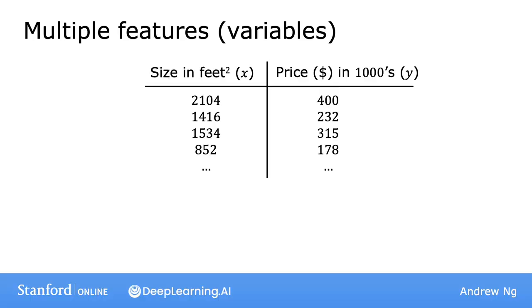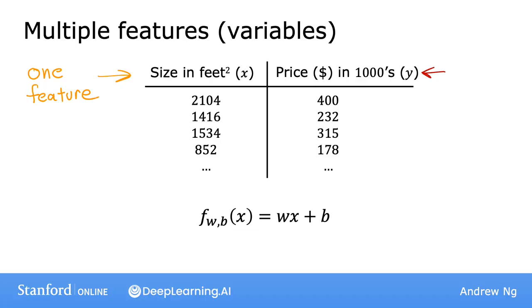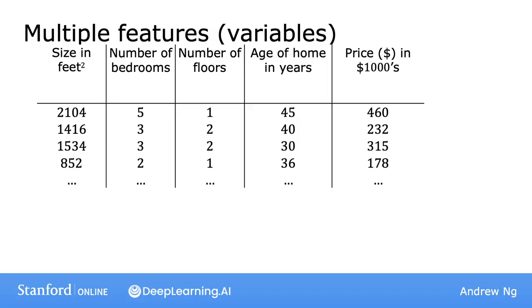In the original version of linear regression, you had a single feature x, the size of the house, and you're able to predict y, the price of the house. So the model was f_w,b of x equals wx plus b. But now, what if you did not only have the size of the house as a feature with which to try to predict the price, but if you also knew the number of bedrooms, the number of floors, and the age of the home in years?